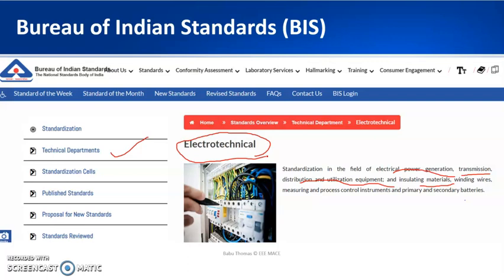Now they publish the standards, and from time to time they also update them, because these standards might have originated in the year 1989 or 1987, 1982, like that, and year on year there will be some additions, and modifications are also added to the Indian standards from time to time.